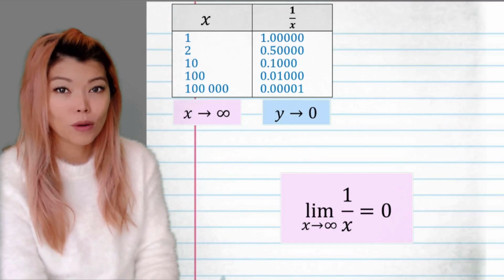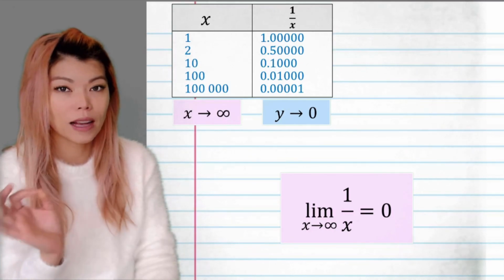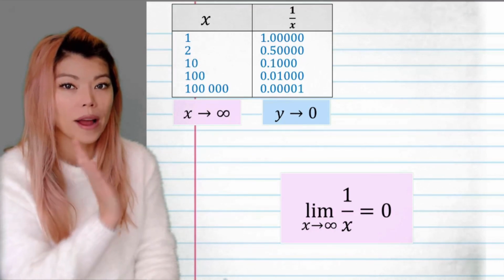That's it for me today. Revise what limits are. So as x approaches something, the limit is what y approaches.